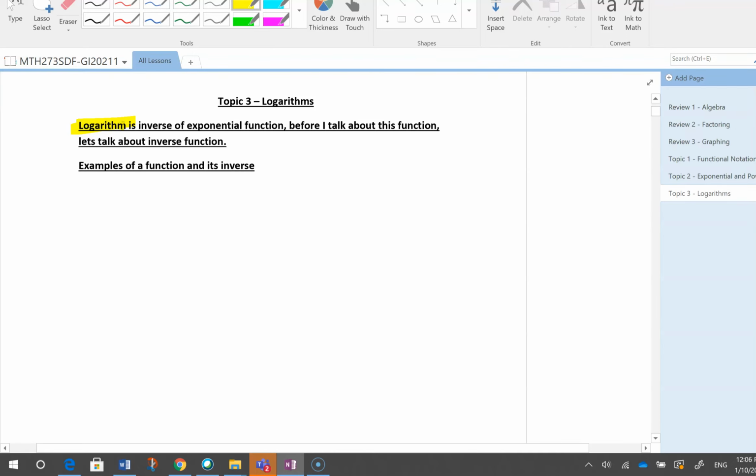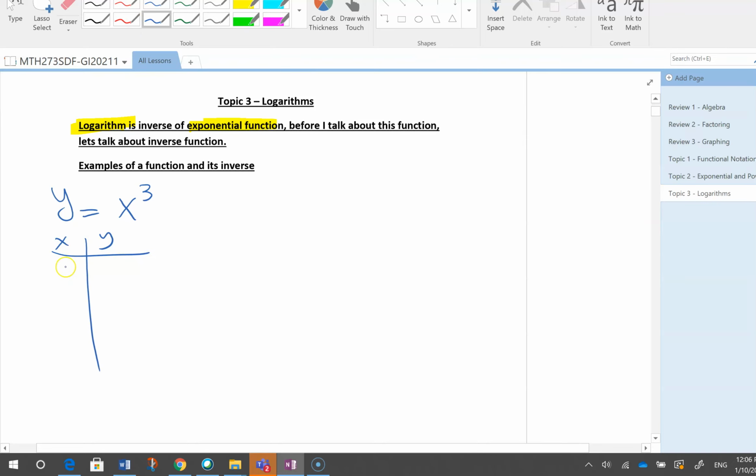Okay, so logarithm is the inverse of the exponential function. But then you ask, what is an inverse function? Inverse function doesn't mean 1 over. No, here it doesn't mean that. Okay, I'll show you what I mean. Okay, y, for example, equals x cubed. So what do I have for x and y?